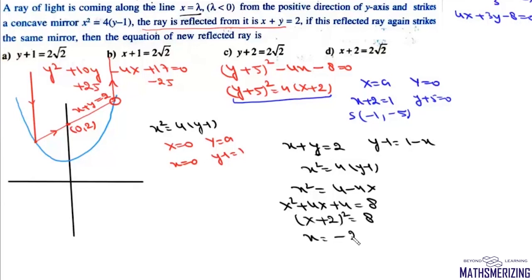Value of x should be minus 2 plus minus 2 root 2. Now since we are talking about this line, and for this line x should be positive, so its value will be x equals minus 2 plus 2 root 2, and that's your option number D.